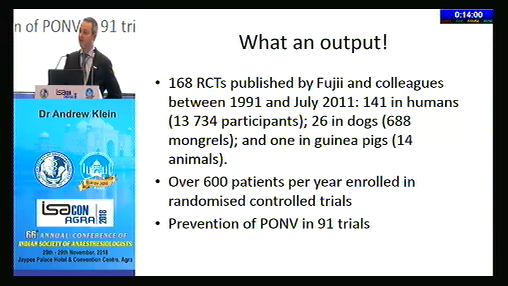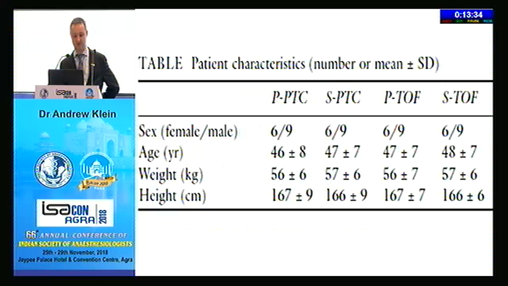So in 20 years, he did 168 trials. That's 8 to 10 trials a year. That's one randomized controlled trial every month. That's incredible. It takes me about 2 or 3 years to do one trial, and he did 168 trials, 13,000 patients, 26 dogs, and 1 study in guinea pigs. So he was enrolling 600 patients a year, and mostly about granisetron, ondansetron, and post-operative nausea and vomiting.